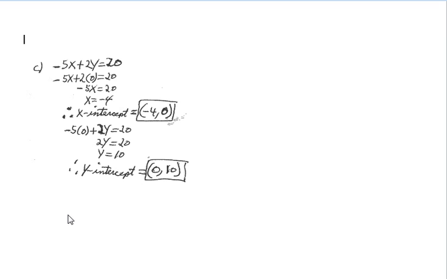Similarly, to get the y-intercept, we assign x a value of 0 in the original equation. So we get minus 5 times 0 plus 2y equal 20. Thus, 2y equal to 20. Dividing both sides by 2, we get y equal 10. Therefore, the y-intercept becomes the ordered pair 0, 10.